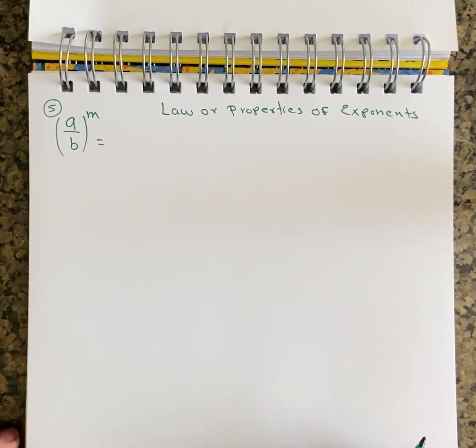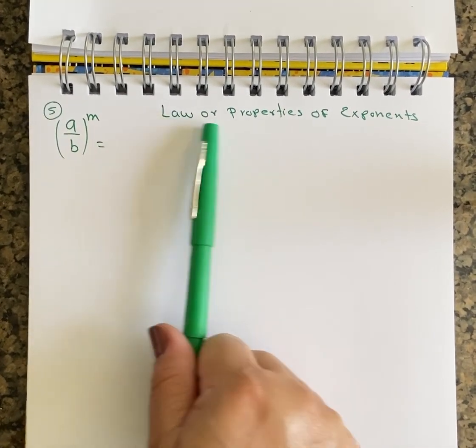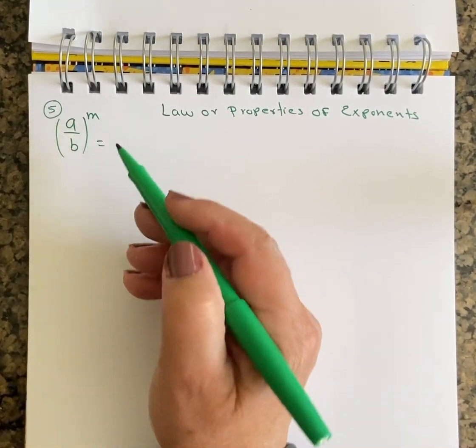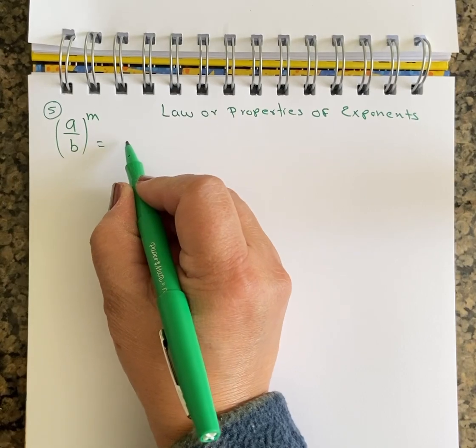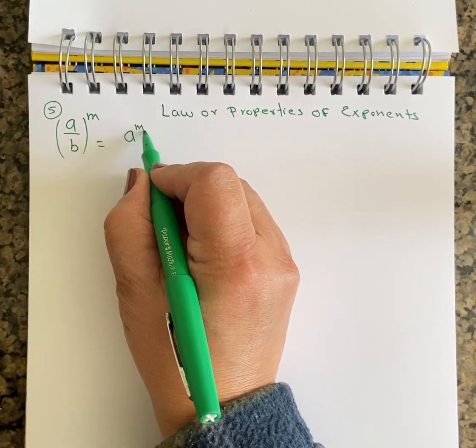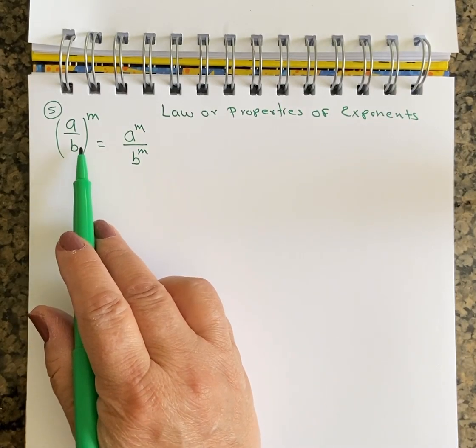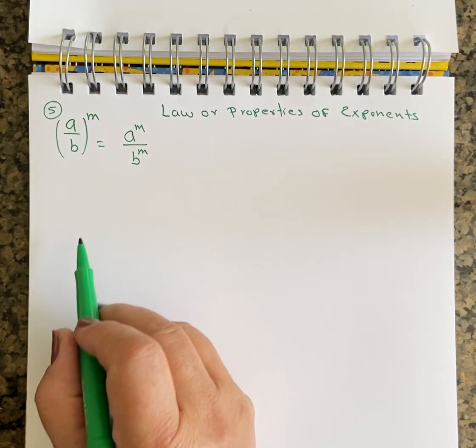Now we're going on to the fifth law of exponents. Now we have (a over b) to the m. This is the same thing as having a to the m over b to the m. Remember, everything in the parentheses must be affected by the exponent.